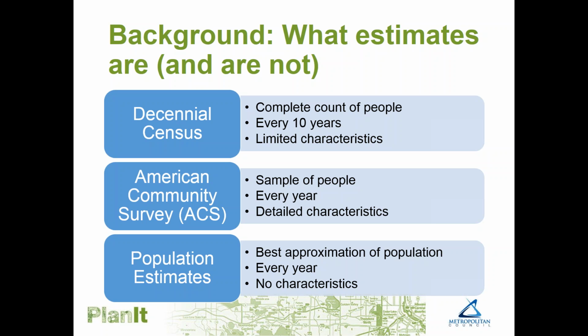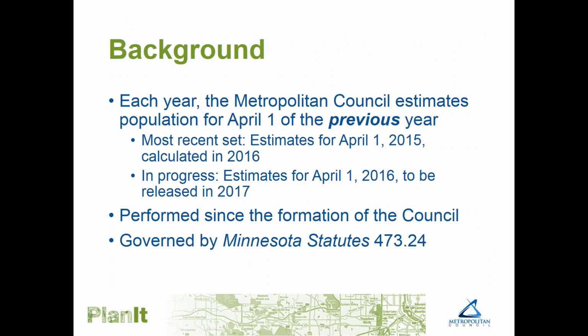It's not a certain number. That's why we call them estimates. Nobody knows exactly what the actual population is, and even if we did, it would always be fluctuating. So, in the absence of a complete count provided by the census, estimates are our best guess for a single point in time. And that single point in time is April 1st of the previous year. So last year, in 2016, we were calculating estimates for April 1st, 2015. And this year, we're working on estimates for April 1st of 2016.